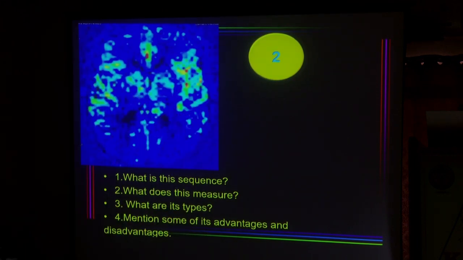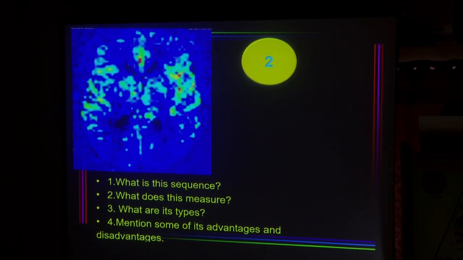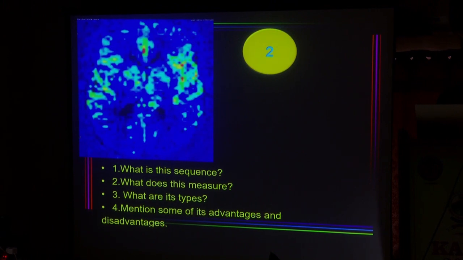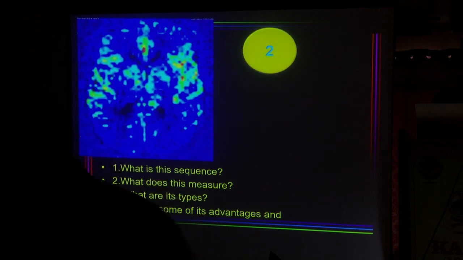So this is the next question. What is the sequence? What does it measure, what are its types, and what are its advantages and disadvantages? Okay, this looks like a perfusion weighted image. This is actually a non-contrast perfusion weighted image. This is ASL, or arterial spin labeling technique.